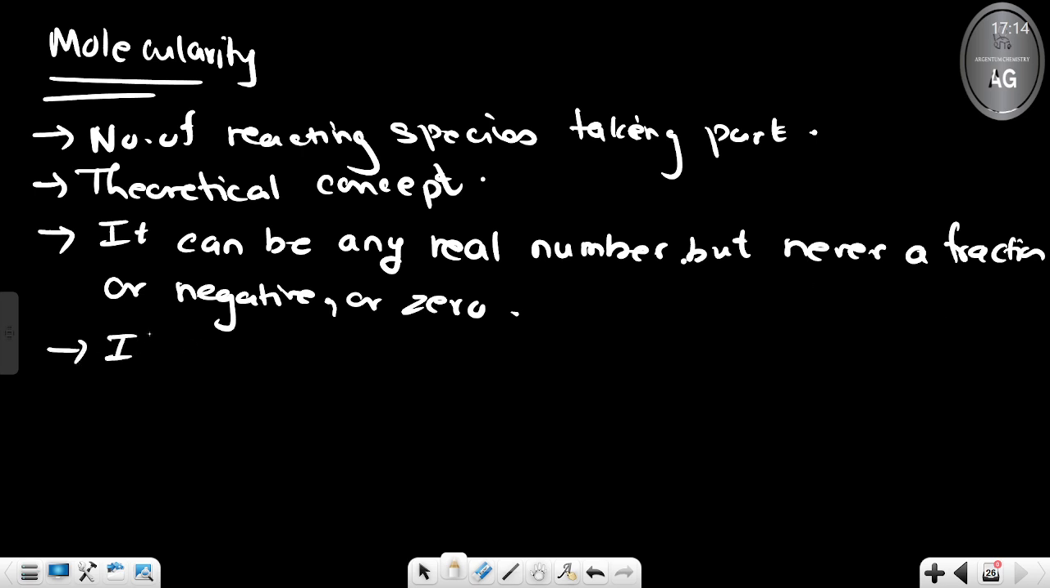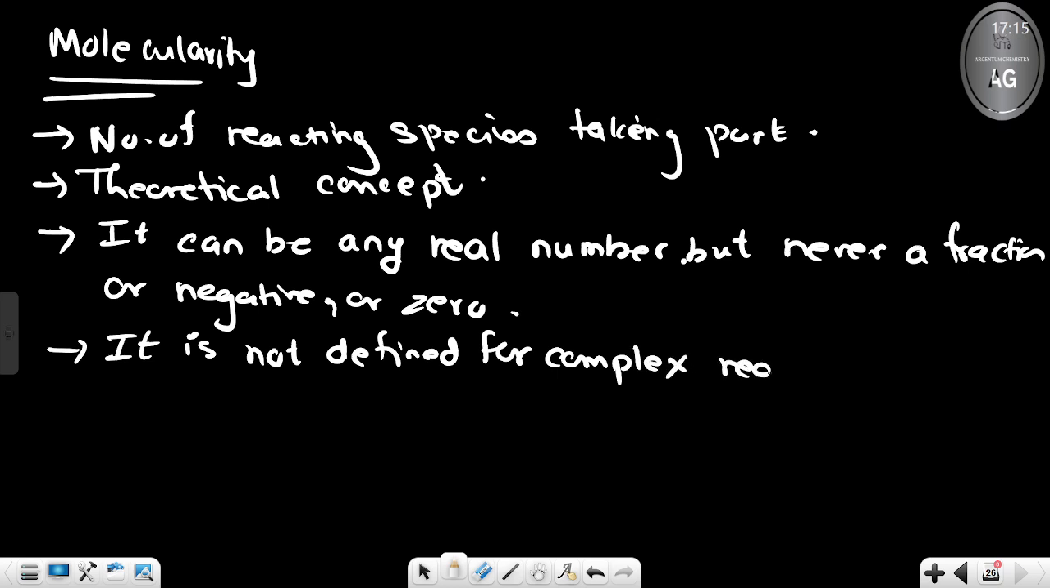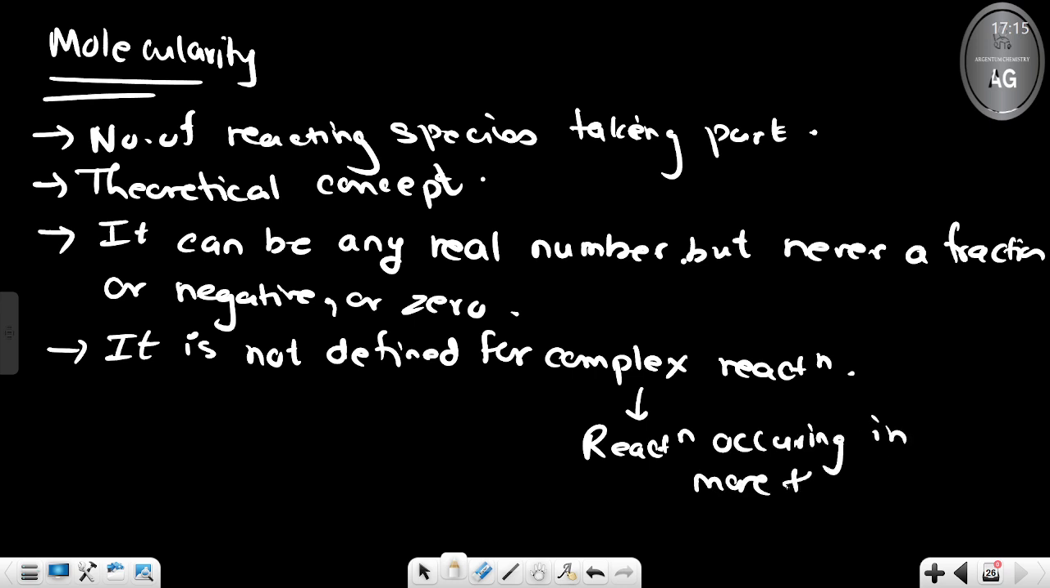Next, molecularity is a theoretical concept. Next point is molecularity is not defined for complex reaction. What is a complex reaction? Reaction occurring in more than one step. So it is not defined for a complex reaction.